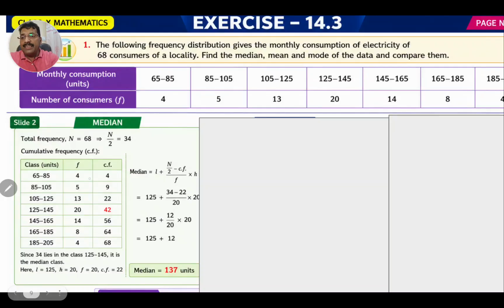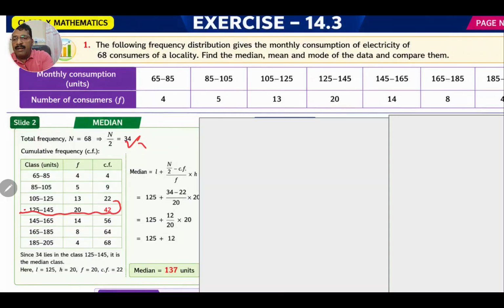Total frequency is the sum of all frequencies. How much is the total frequency in this question? Adding 4 plus 5 and so on, the total is 68; the question itself gives it, 68 consumers of a locality. Directly we can take 68, so n by 2 value is 34. Cumulative frequency: 4 plus 5 is 9, 9 plus 13 is 22, like that adding all we get the cumulative frequency. After cumulative frequency 22, 34 comes under this class.